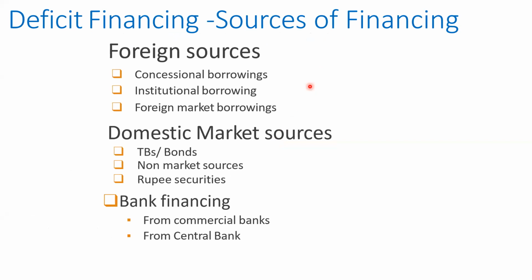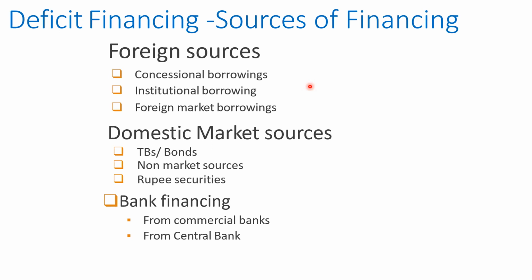Now, concessional borrowings, normally we get them as a government-to-government funding arrangement, or from the World Bank, IMF, Asian Development Bank, and similar international financial institutes. Then you can get institutional borrowings, like from some foreign banks or foreign institutes. They are not only the IMF, there are some other institutions, Exim banks like that.